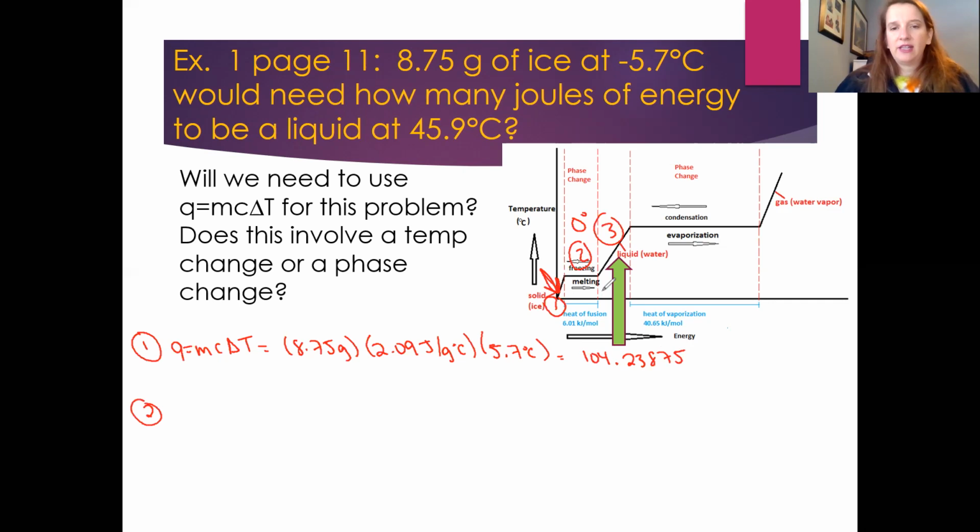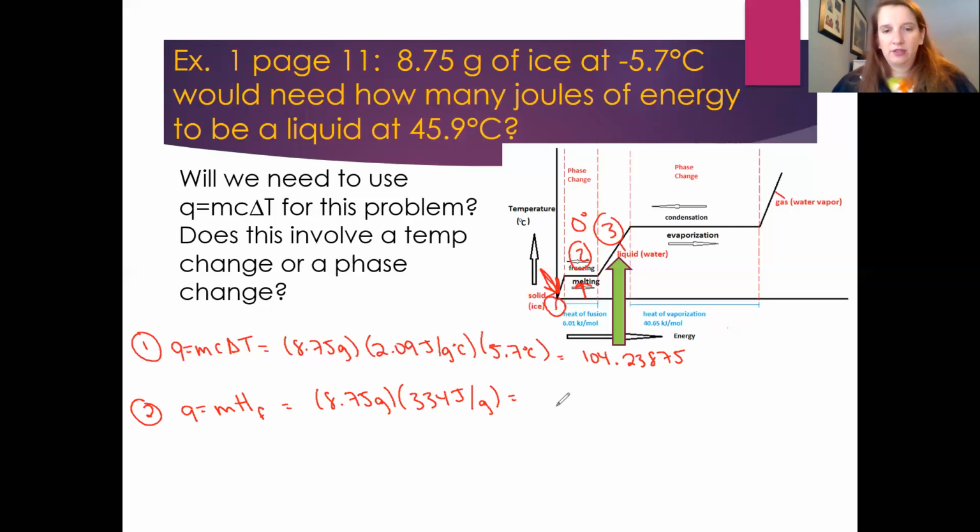Our second step is right here at the horizontal, so we do not use Q equals MC delta T here. We use Q equals M times H. Which one is it going to be this time? HF. So we've got 8.75 grams times HF, which is 334 joules per gram. Multiply that out, and this is 2,922.5.